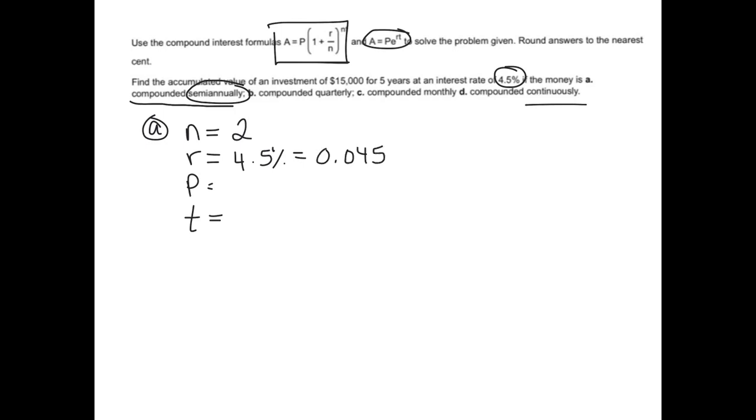Next, we want to find the value for P, and P is the principal or the amount that we're investing. So this will be 15,000. And then T is the number of years, which is 5. Now we're going to take all of these values and plug them into the formula to find A, which is the accumulated value.